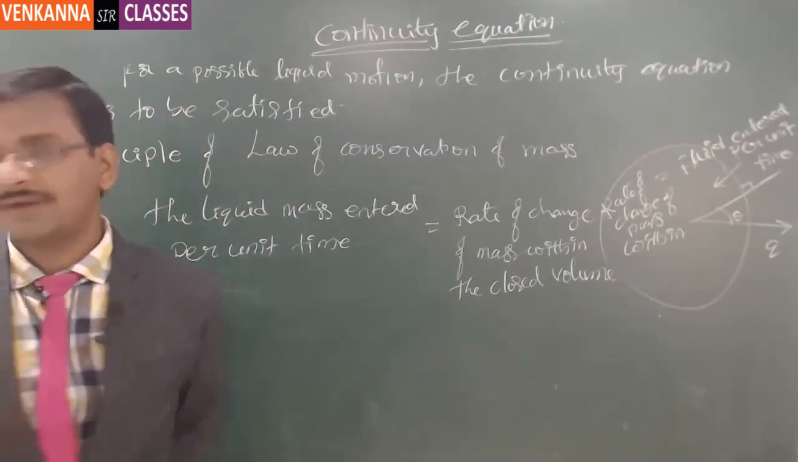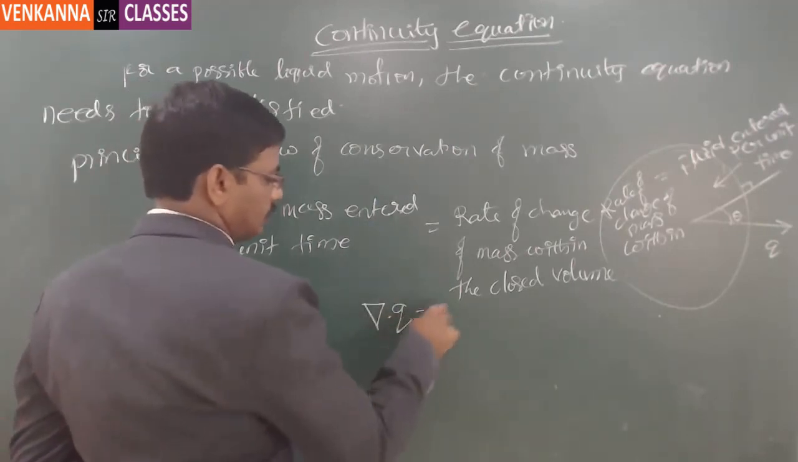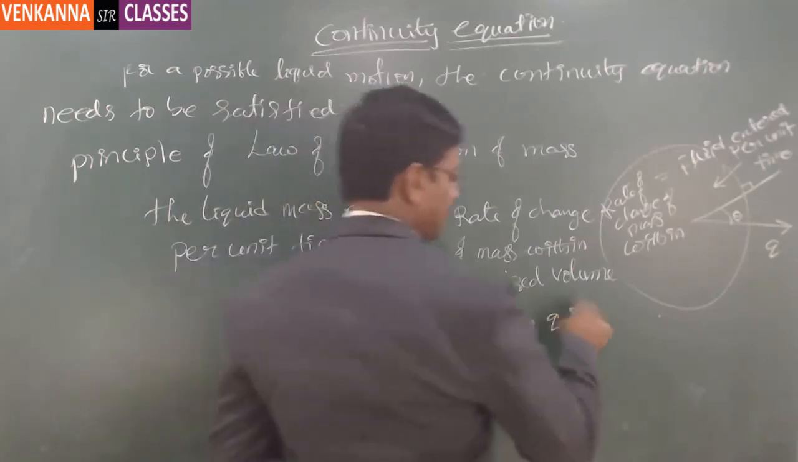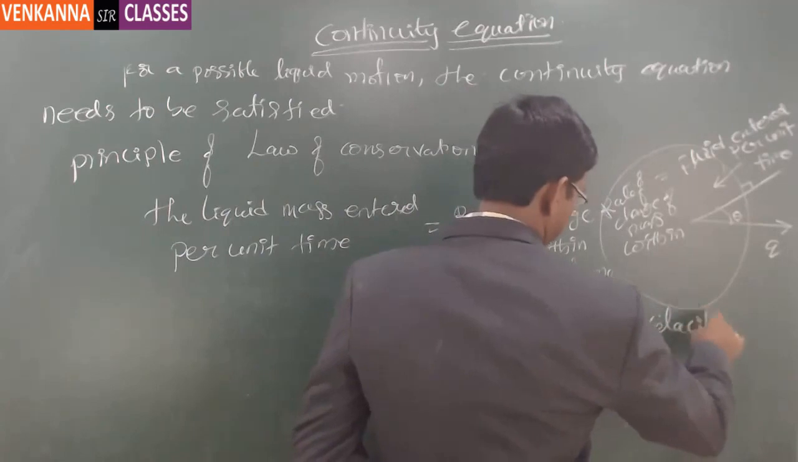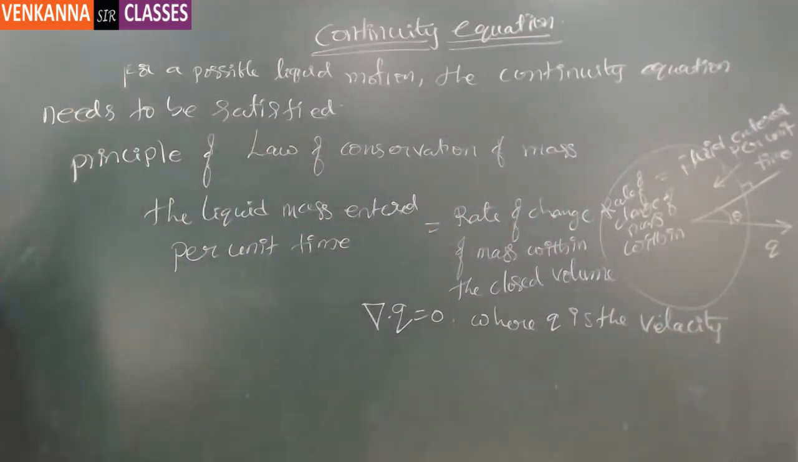So for an incompressible fluid, this is del dot Q equal to 0, where Q is the velocity. Got it? Do you have any questions on this till this point?